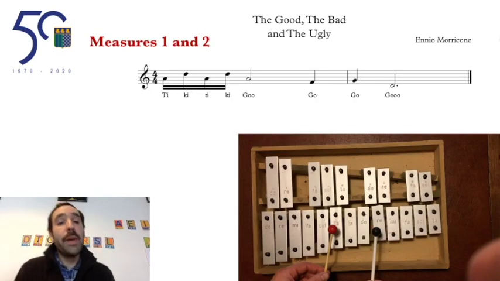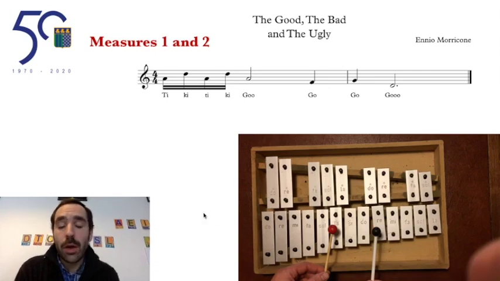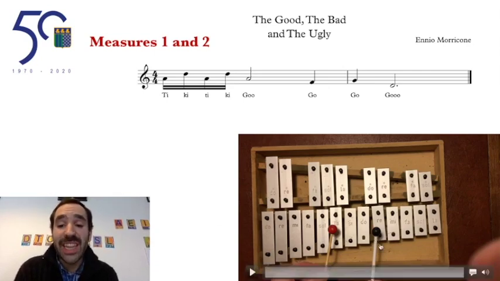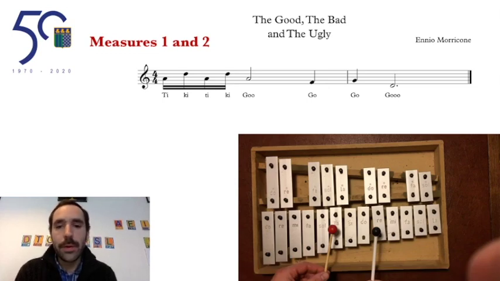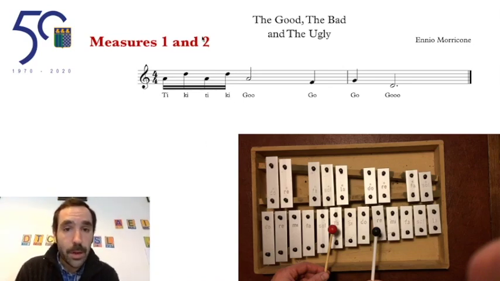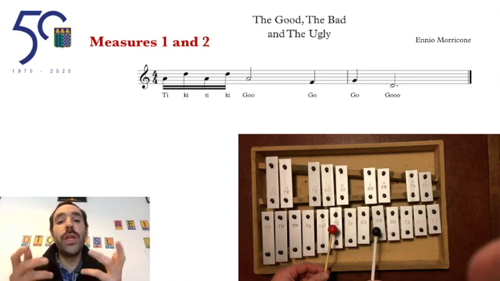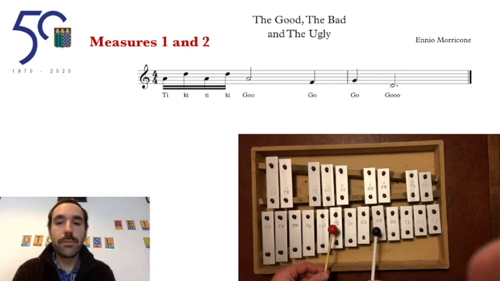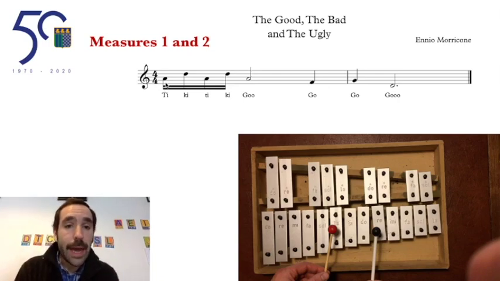Let's start with measures number 1 and 2. To play this song, we will need 2 sticks, okay? If you don't have 2 sticks, you can use 2 pencils or anything, just to make it sound. Why are we going to use 2 sticks? Because this part of the 16th notes together is very fast, okay? So you need 2 sticks. Here you have an A, D, A, D, A.